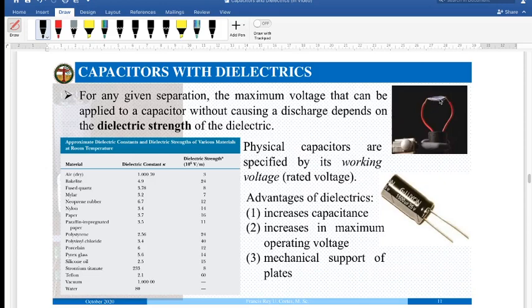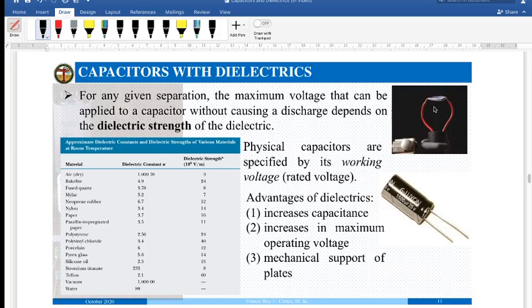So the spark actually represents that your air is ionizing and it will now conduct electricity. Okay, or it will now allow a flow of charges. So that is why there is a spark there. Okay, so this is very important, that you know the dielectric strength of your dielectric material.